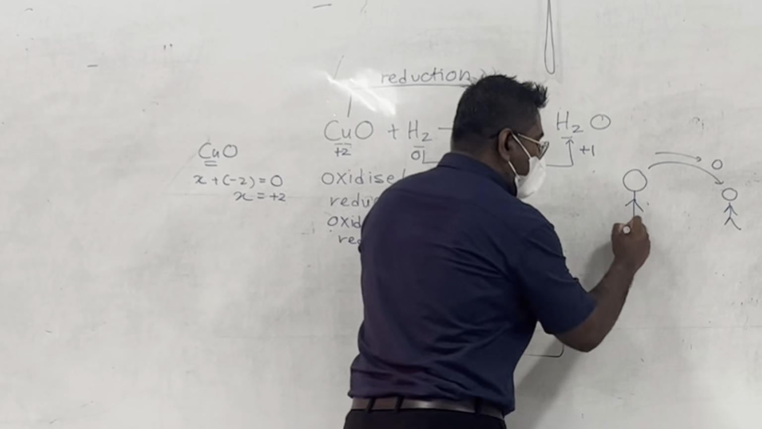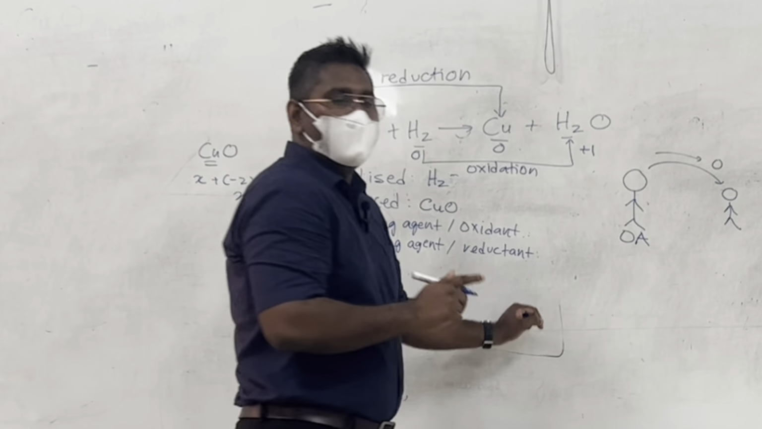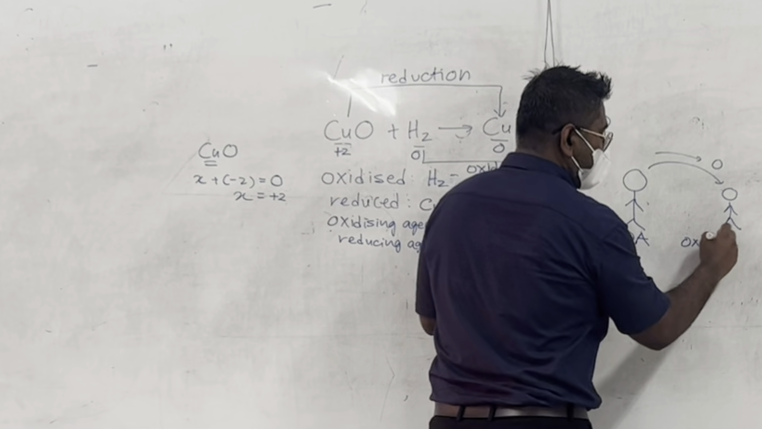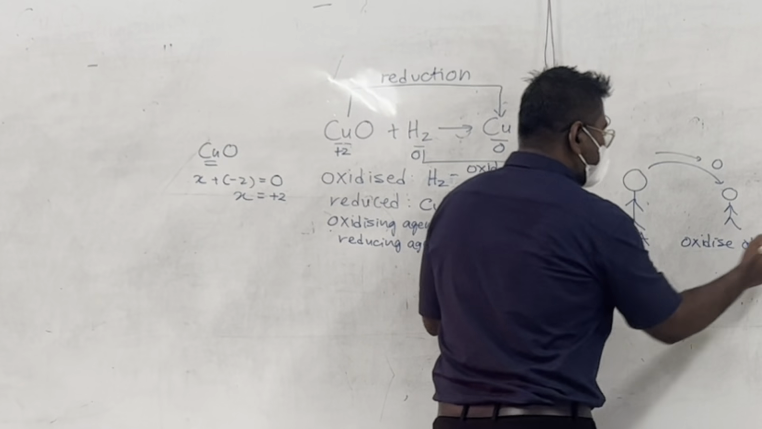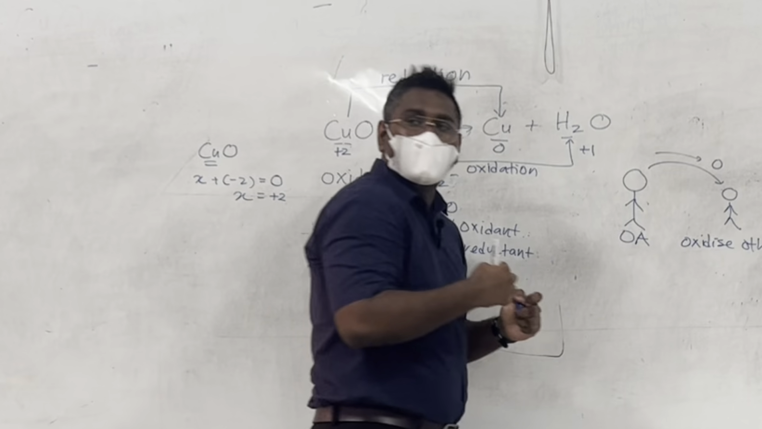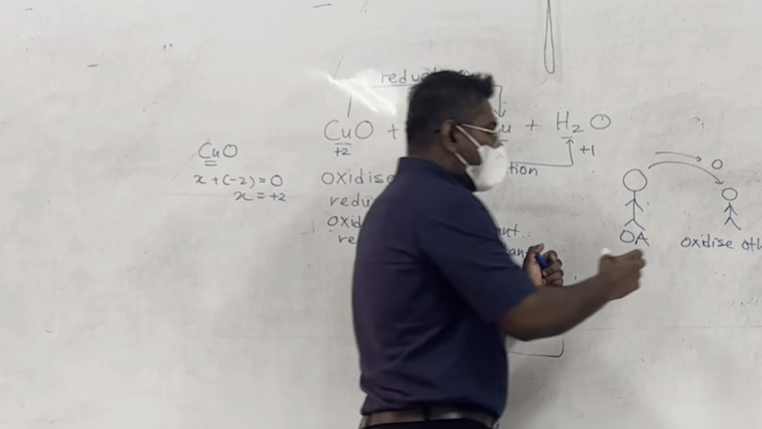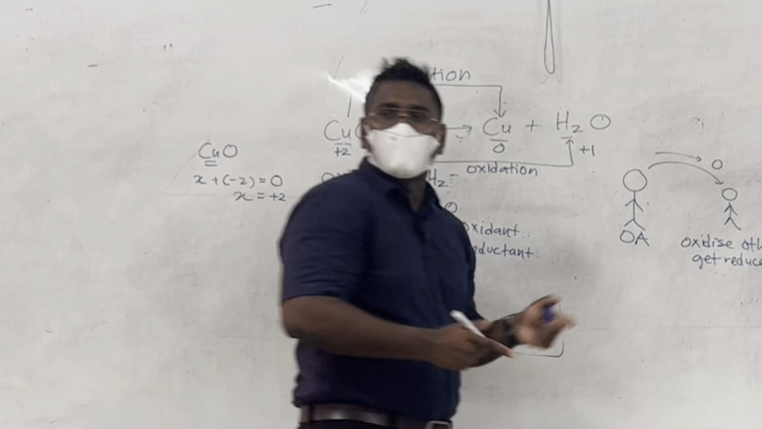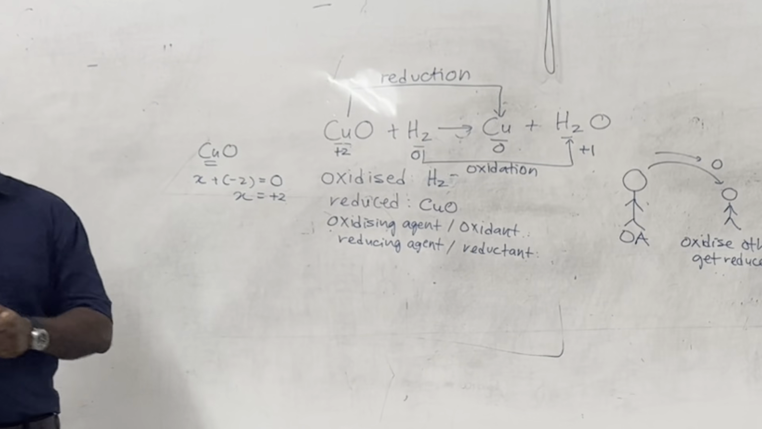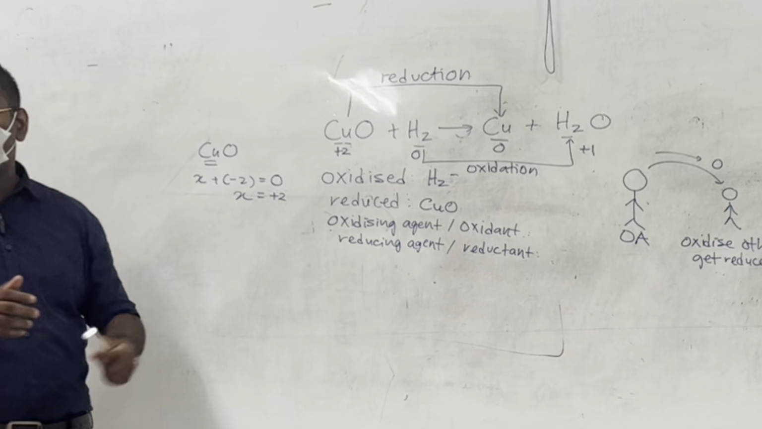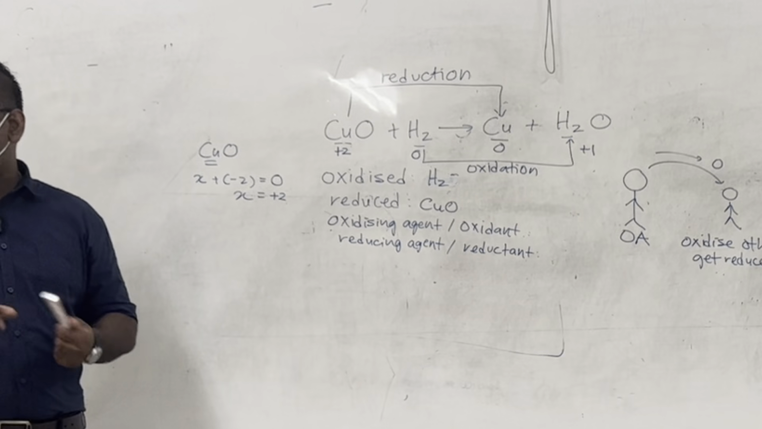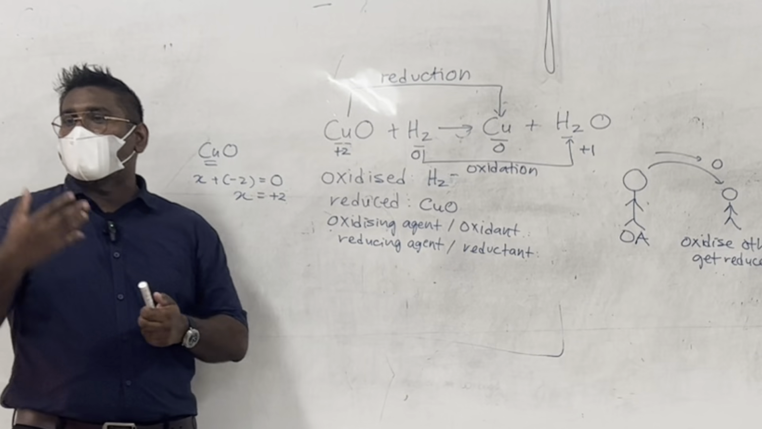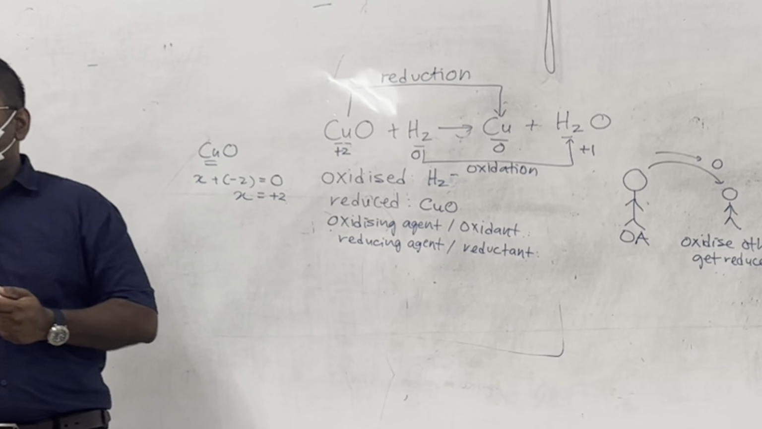So, oxidizing agent is going to oxidize others, but at the same time, they are losing the oxygen. Therefore, they get reduced. This is very important. So now, from this equation, first of all, is this a redox reaction? Yes. There is oxidation, there is reduction. And from this equation, we can find what is the oxidant, what is the reductant as well.